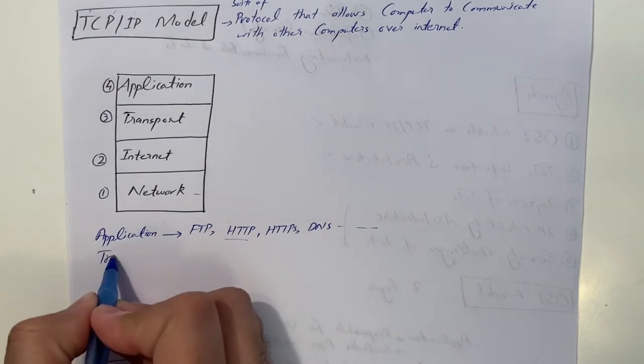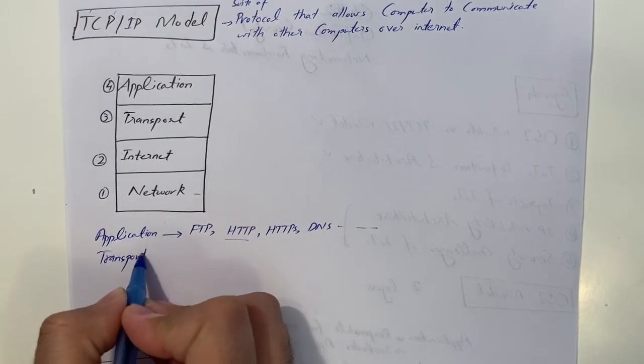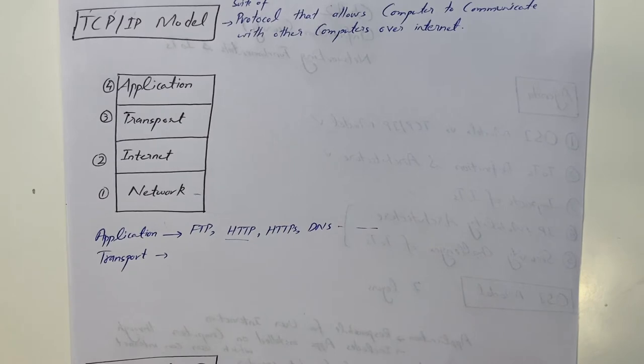Transport layer, as I mentioned earlier, breaks down the data into small packets. Internet layer adds the IP addresses of source and destination, okay? Like from where the packet is coming and where the packet will be headed. Network layer uses the MAC addresses of the gateways and point-to-point contact. Let me explain to you.